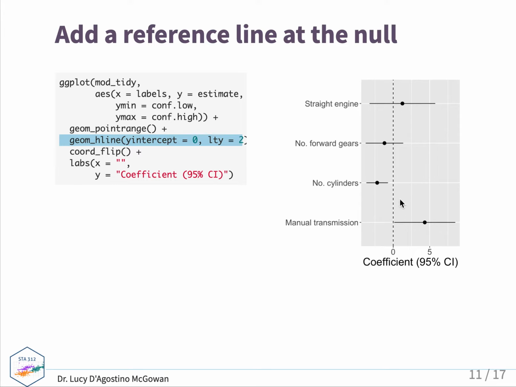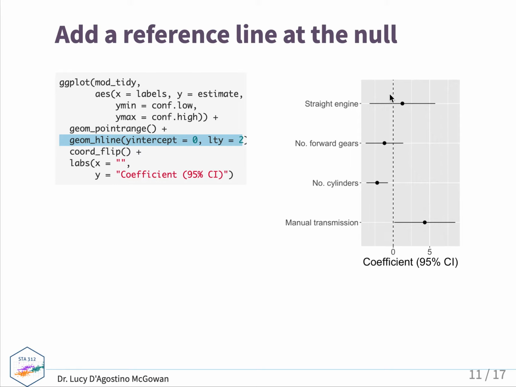So I'm creating a line here, setting the y-intercept to 0, again, because ggplot thinks this is the y-axis. And then lty, which is the line type, equals 2. That's going to set this to be a dashed line.